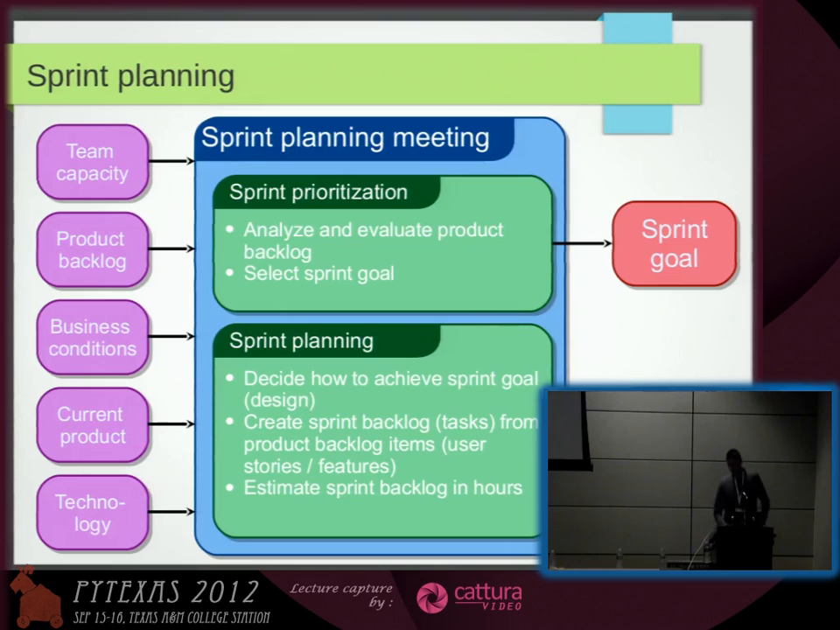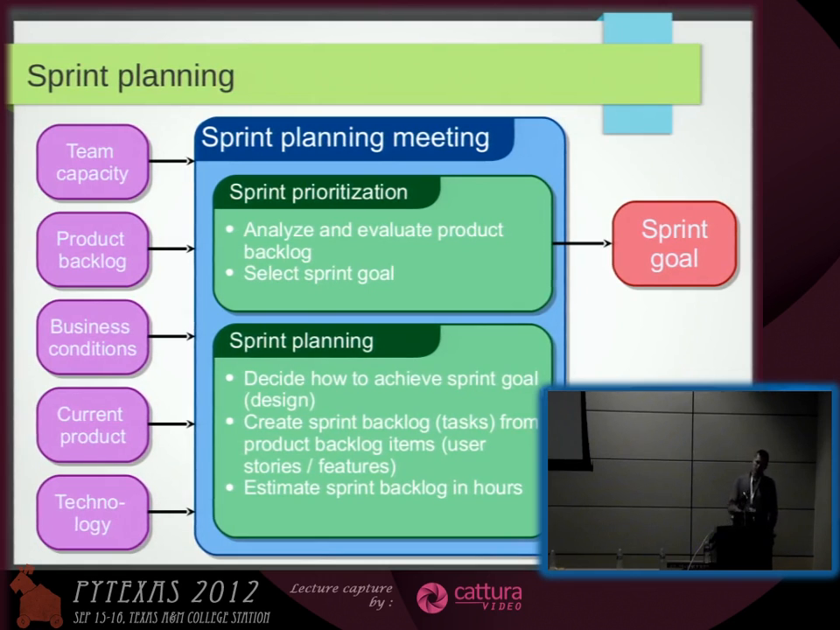As far as the meetings go, before every sprint you have to do the sprint planning. And sprint planning is probably the most complicated of all, because there are a lot of things happening there. You have to consider your team capacity. You have to consider the list of features or backlog, things that you need to work on. You have to verify or check your business conditions. Has anything changed between now and the previous sprint? You have to take into account the current product that you are improving and the technology that's available.